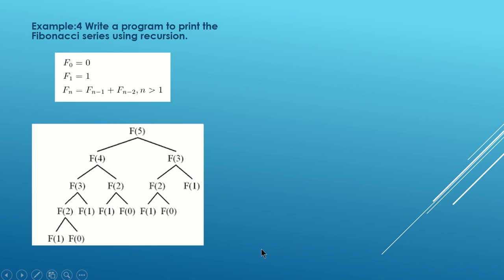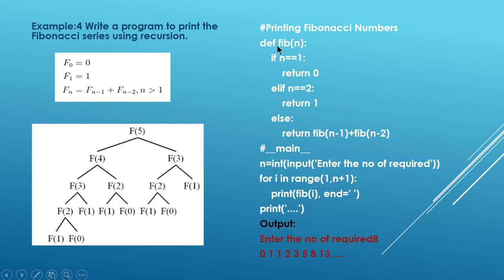Now look at the program for the same. Here, def fib of n: if n is equal to 1, then the value is 0, that is the first element is 0. Elif n is 2, what is the second element? The value is 1. So how many base cases do I have? I have 2 base cases, right? We have already discussed that you can have one or more base cases. So in the Fibonacci number I am having 2 base cases, n is equal to 1 and n is equal to 2.